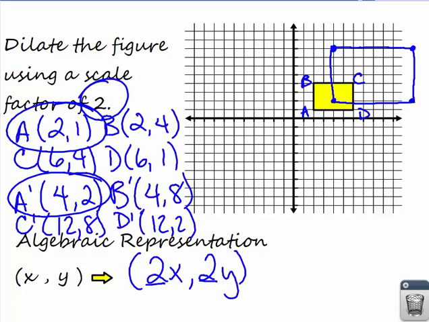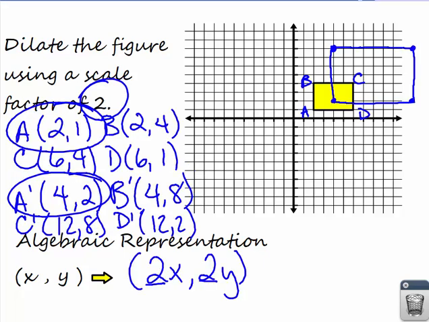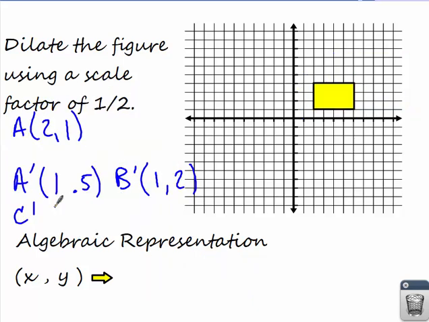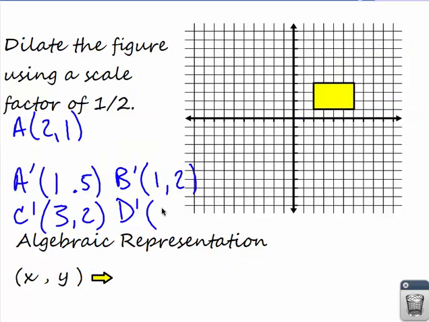Now I take my point B, which was 2, 4, I cut each one of those in half, and I would end up with my B prime being 1, 2. And then my C prime, okay, we had 6, 4, so we would cut each of those in half, and we would end up with 3, 2. Okay, and then our D prime, we go back to the original, and it was 6, 1, so that means I would end up with a 3, 0.5.